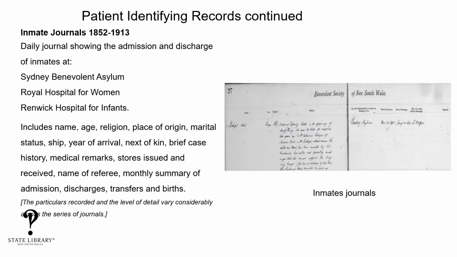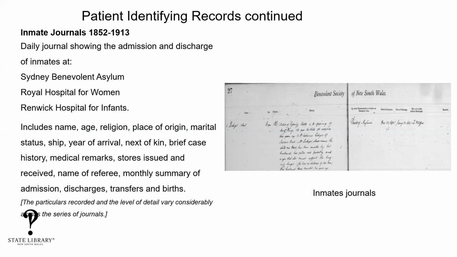Inmates journals. There's no online index to inmates journals, so you do need to know the date of admission or discharge, or at least of birth, to find the person you're looking for. If you can find your ancestor, the historical details in the inmates journals can be a goldmine.